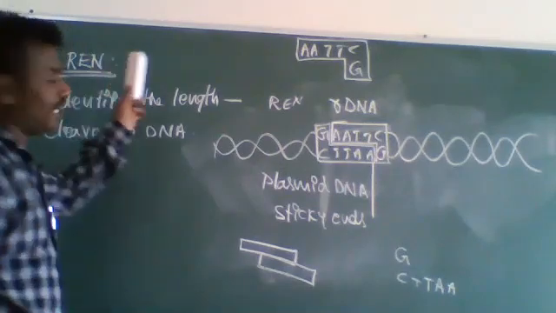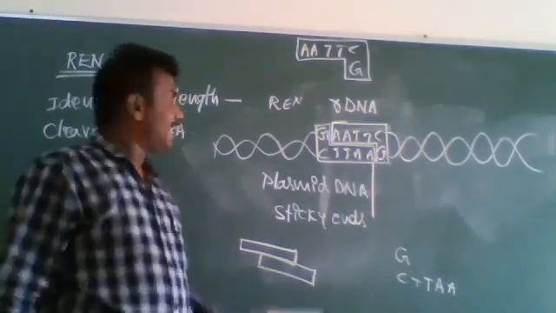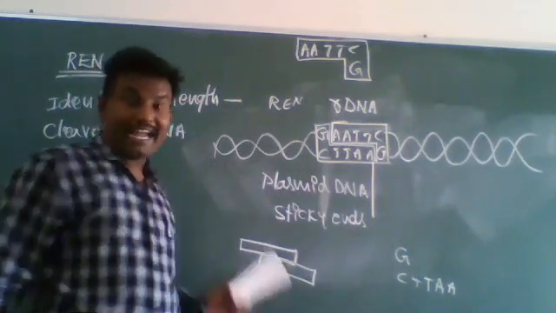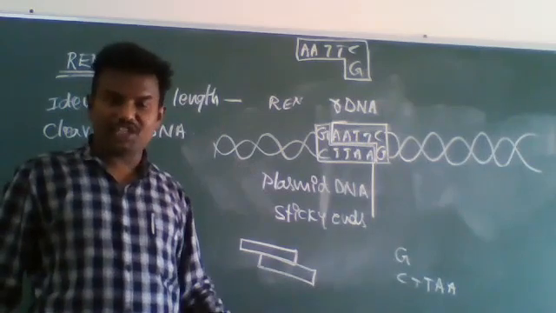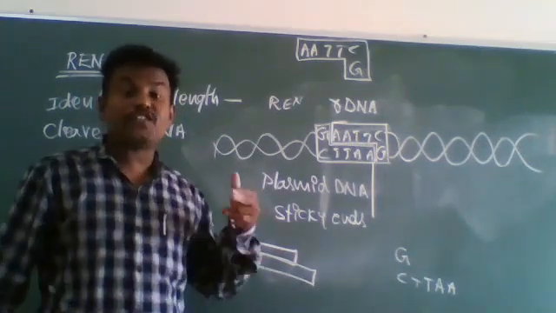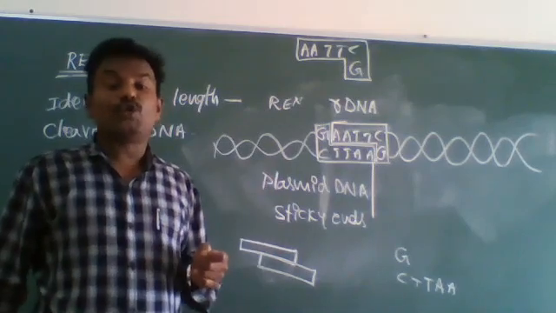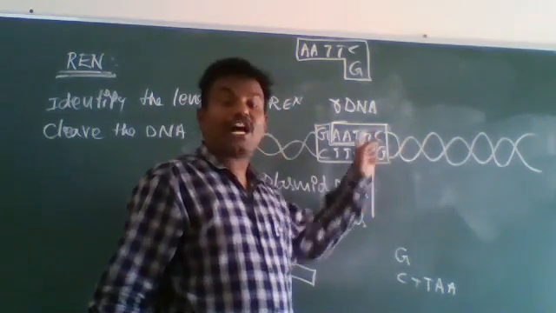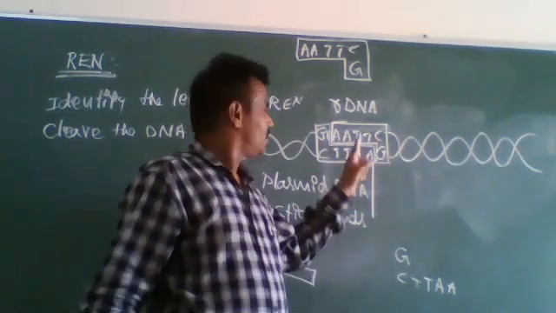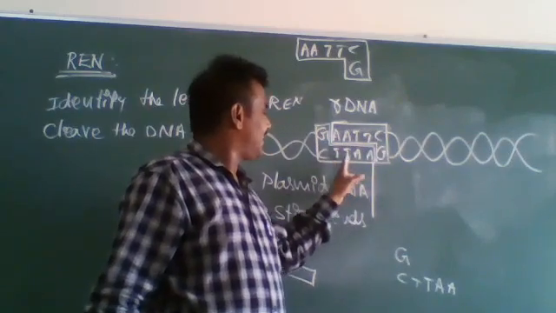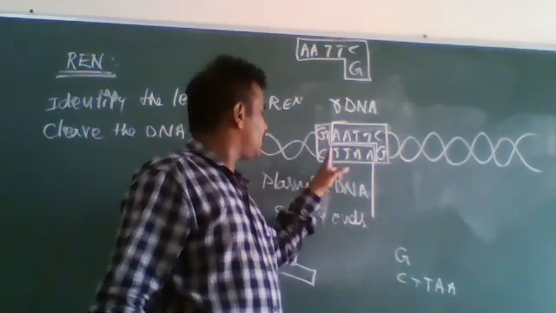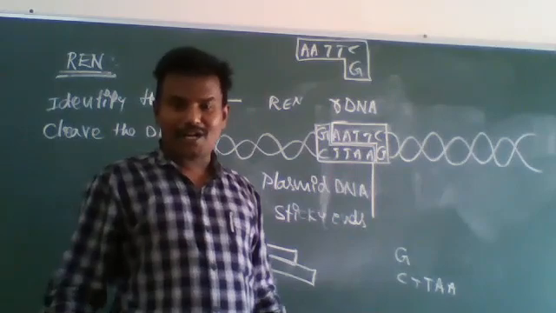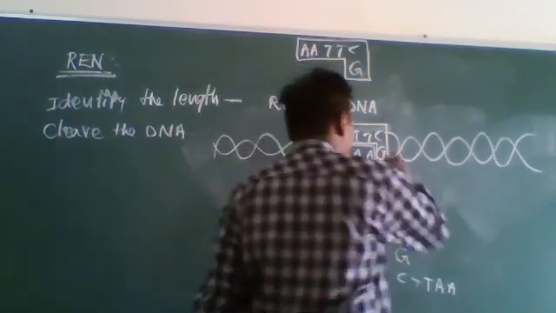Restriction endonuclease enzyme can first inspect and identify the length of the DNA. After identification, it can cleave the DNA at a specific location with specific nucleotide bases, that is G, A, T, T, C. It is complementary with each other. This kind of complementarity is called palindromic complementarity.